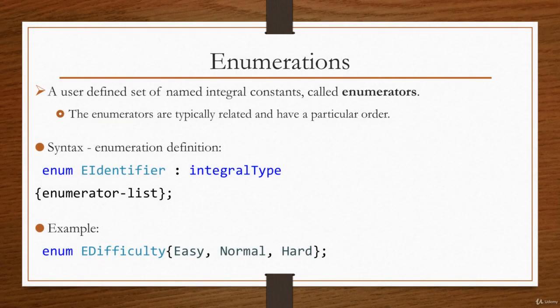Hey, in this video I want to introduce enumerations. An enumeration is a user-defined set of named integral constants called enumerators. Now these enumerators are typically related and have a particular order. If you're interested in game development, enumerations are really handy for keeping track of states.